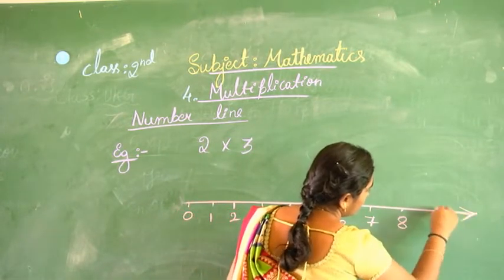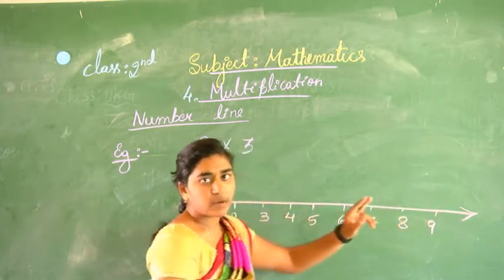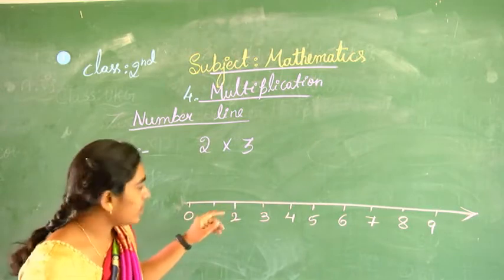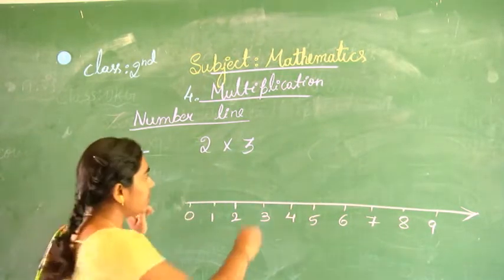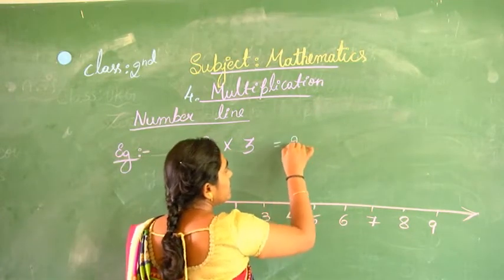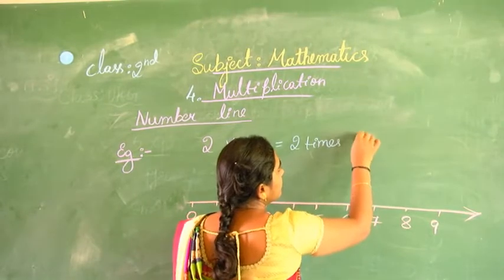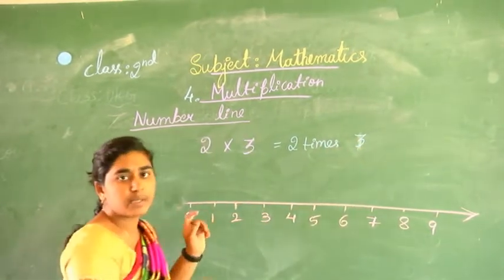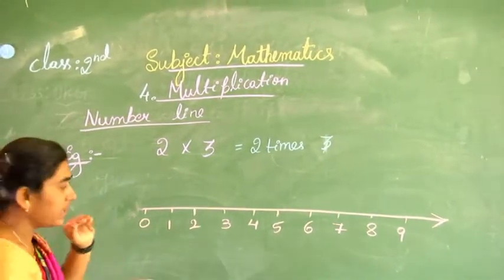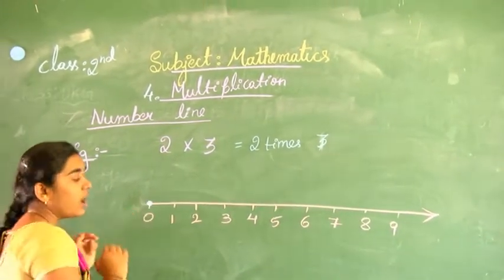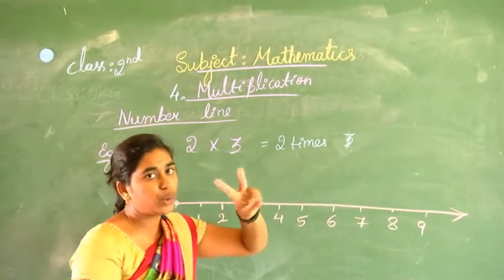Still the number continues, that's why I am writing the arrow mark. So what is the first number? 2 times we have to jump, right? This can be written as 2 times 3. 2 times we have to jump 3 numbers, right? Starting with the 0. How many numbers we have to jump? 3. Number 3 we need to jump 2 times.